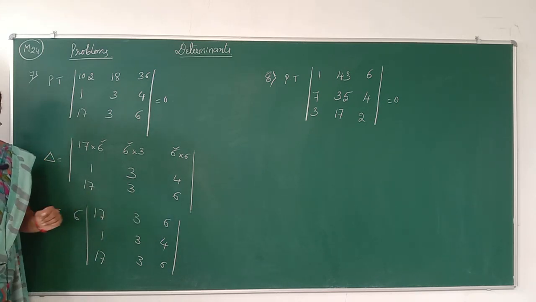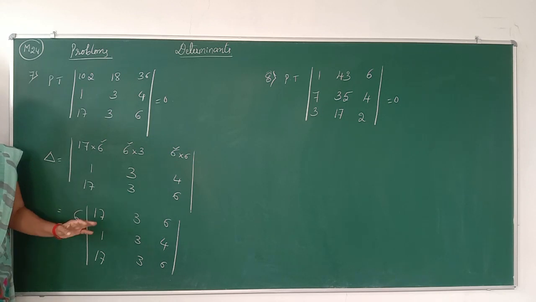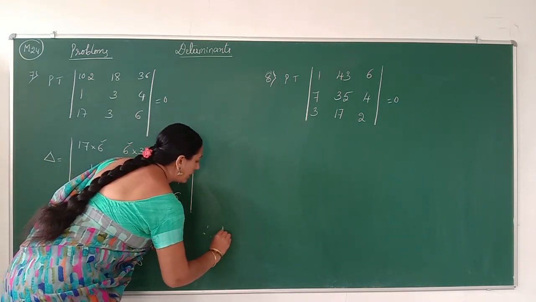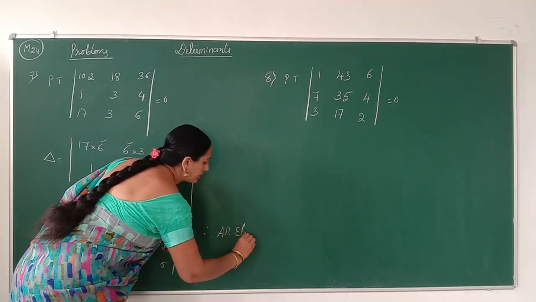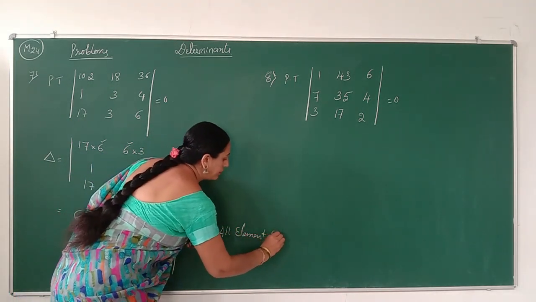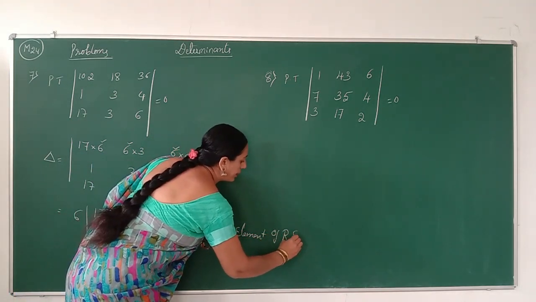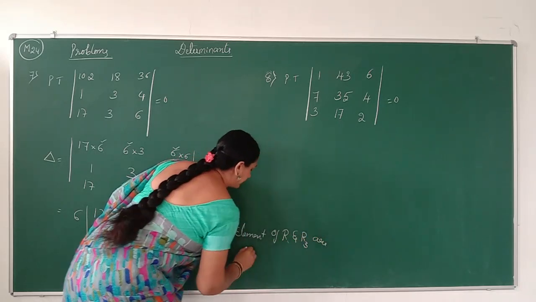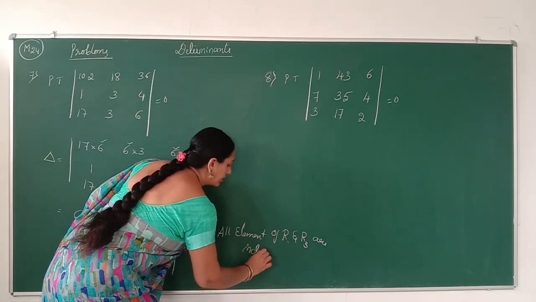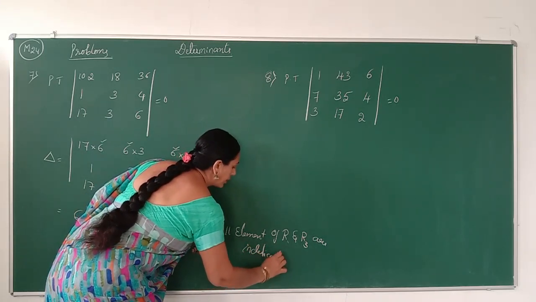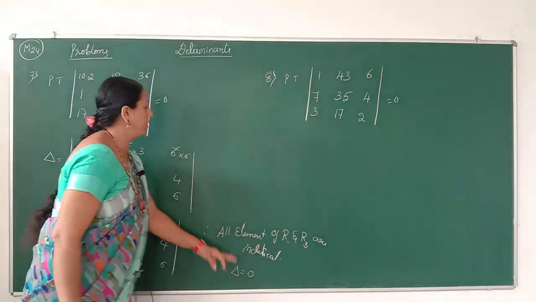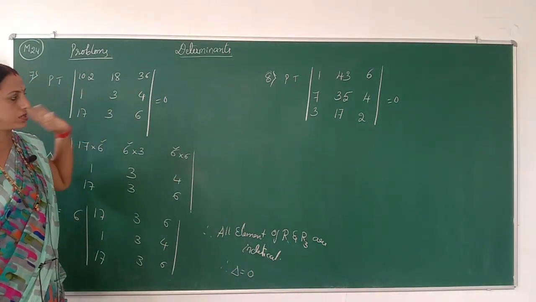Therefore the value of the determinant is 0 by using the third property. All the elements of R1 and R3 are identical, therefore the value of delta is 0, which is the right-hand side.